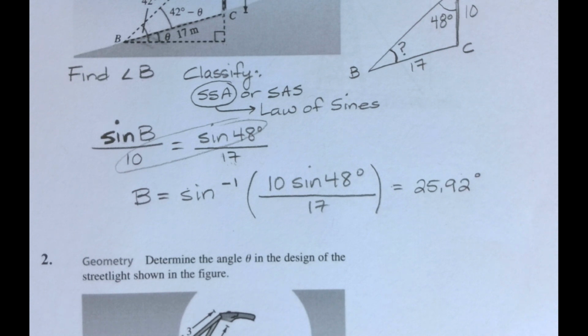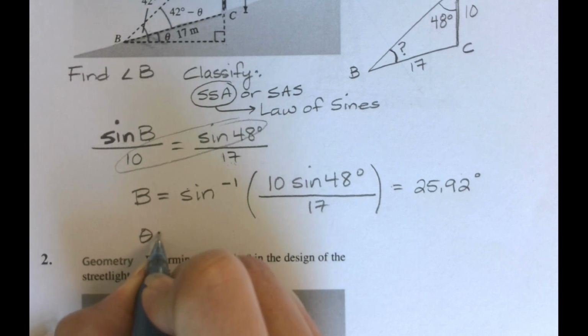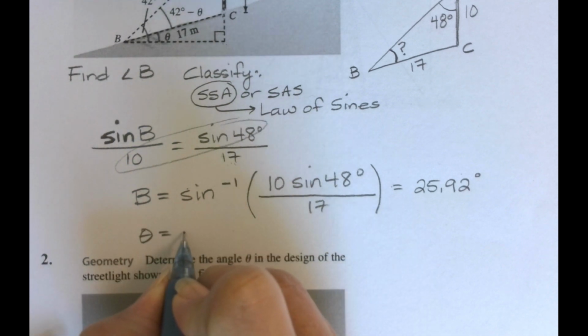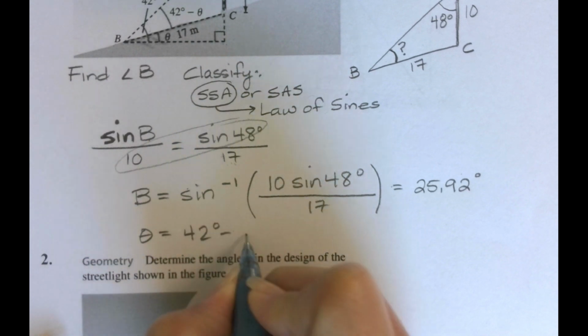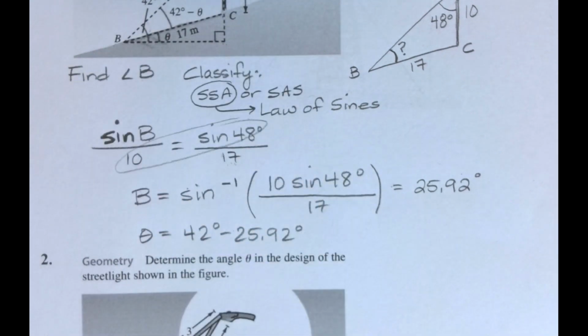Is that what's being asked for in our story problem? All right. What do we need to do? We need to subtract 25.92 from 42. Remember that we were looking for theta. Excellent. So 42 minus the 25.92. Very good.